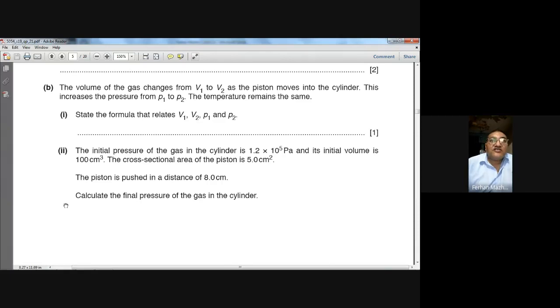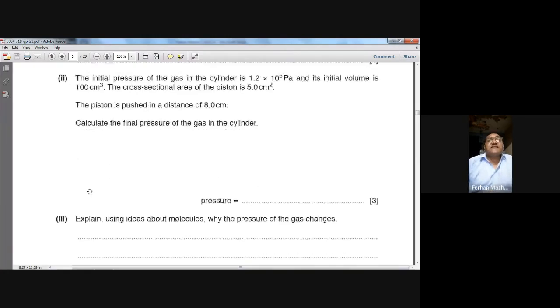P1 V1 equals P2 V2. B, second part. The initial pressure of the gas in the cylinder is 1.2 × 10^5 Pascal, and its initial volume is 100 centimeter cube. The cross-sectional area of the piston is 5 centimeters square. The piston is pushed in a distance of 8 centimeter. Calculate the final pressure of the gas in the cylinder.